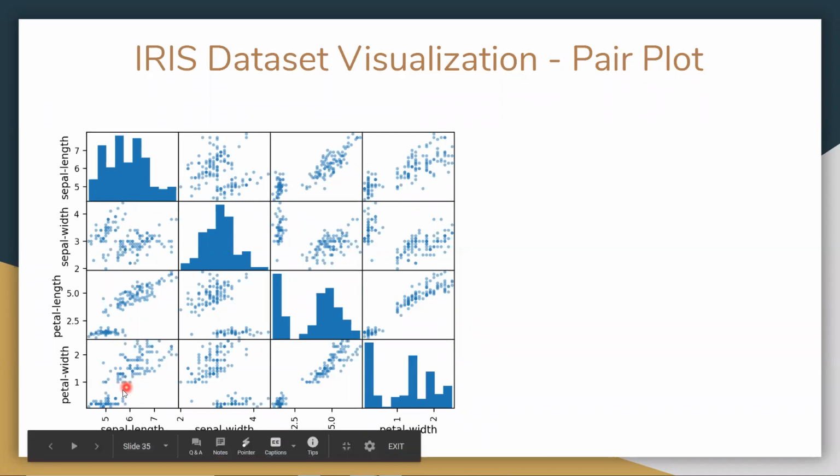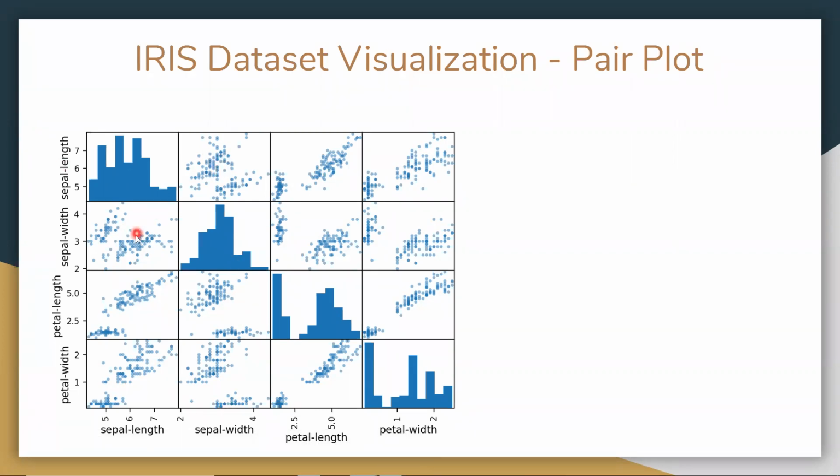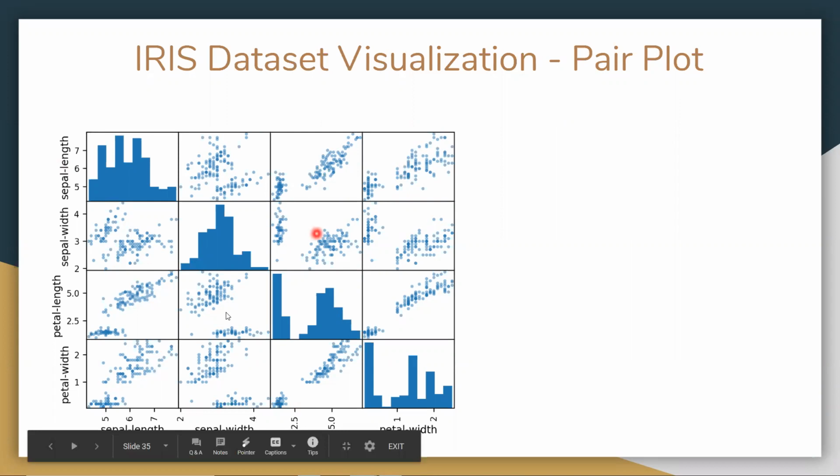The relationship between sepal length and sepal width will be the same as between sepal width and sepal length. So this is equivalent to this. This pattern is equivalent to this pattern, and this is equivalent to this. So here you can plot only the upper triangular matrix or the lower triangular matrix.